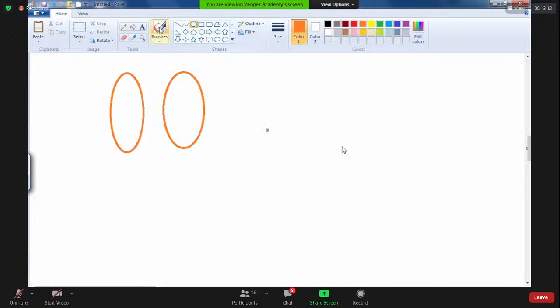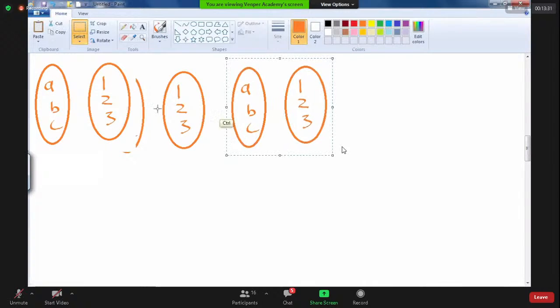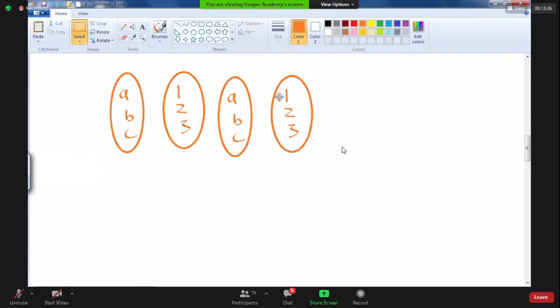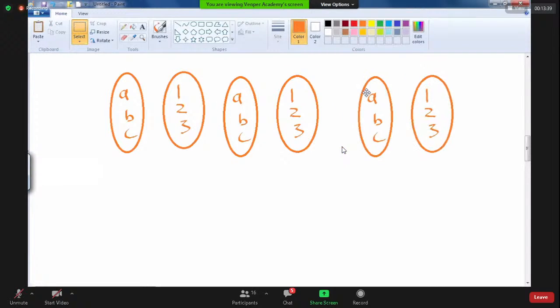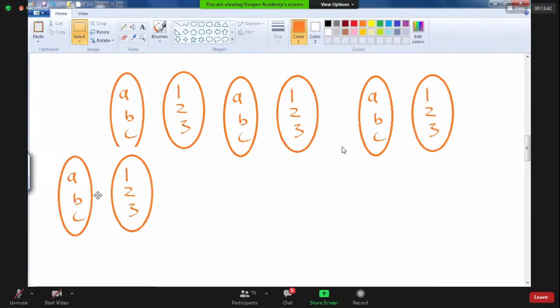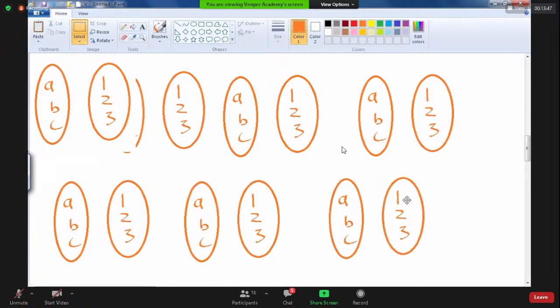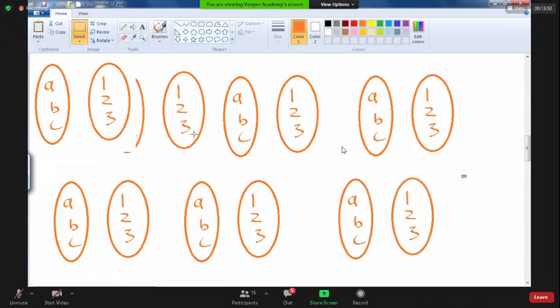Let me make some A, B, C, 1, 2, 3. Let me make some cases where I can give examples. Let me copy it and paste it again and again so that we'll have a few diagrams. Just give me a second. You copy it and then you paste, and keep on pasting. Yeah, so we have this many diagrams.